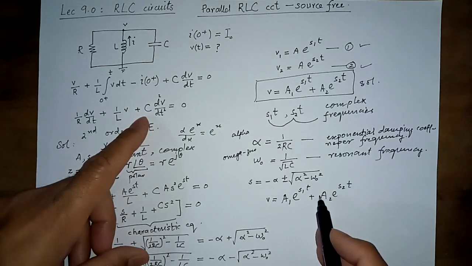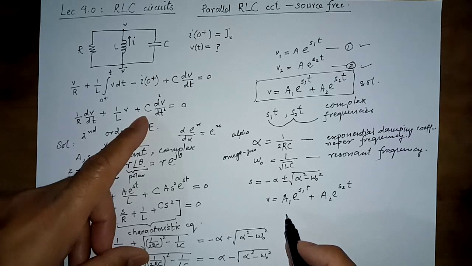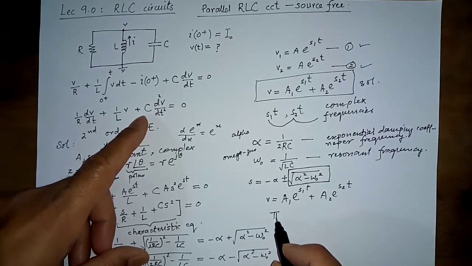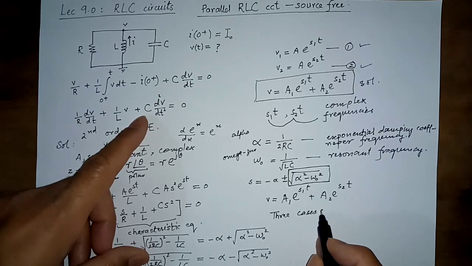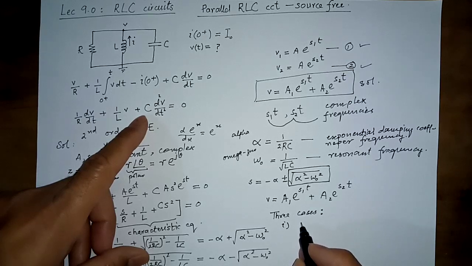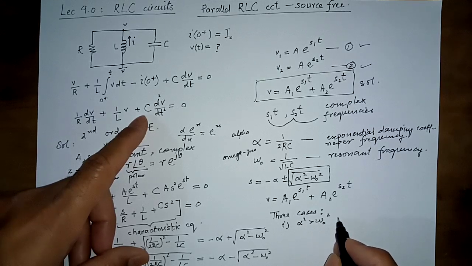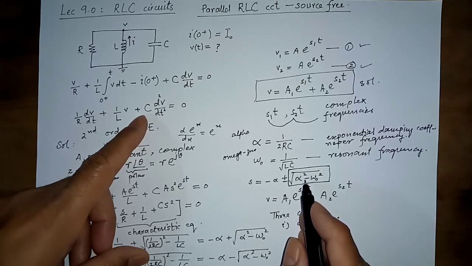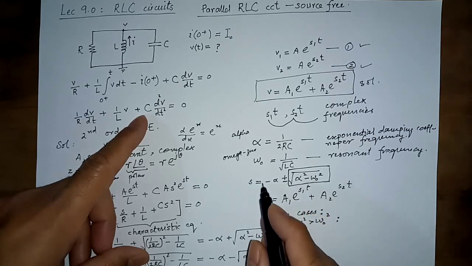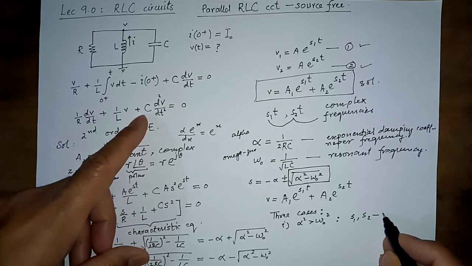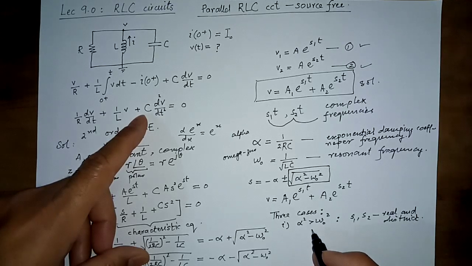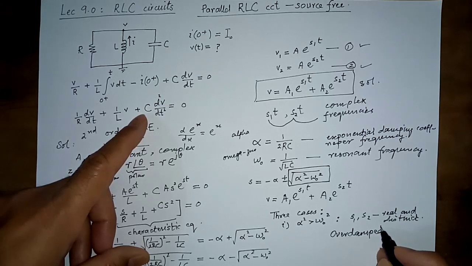So this is the solution that we had been looking at. Now if you look at the solution, depending upon this term, we are going to have three cases. One, if alpha square is greater than omega 0 square. If this term is greater and this is smaller, this whole thing is going to be larger than 0, a positive term, and the square root will be a real value, and S1 and S2 would be real and distinct. In such a case, we call the response overdamped.